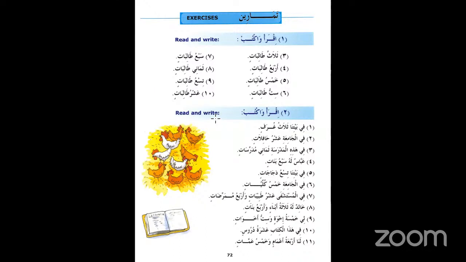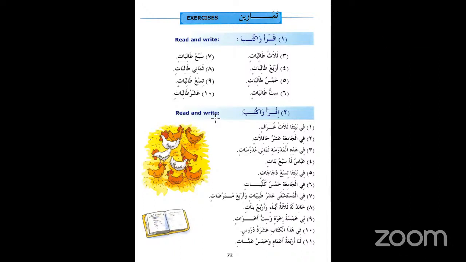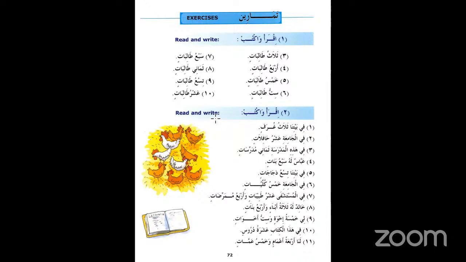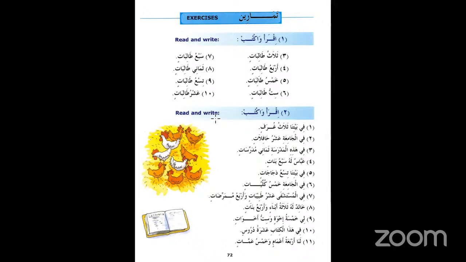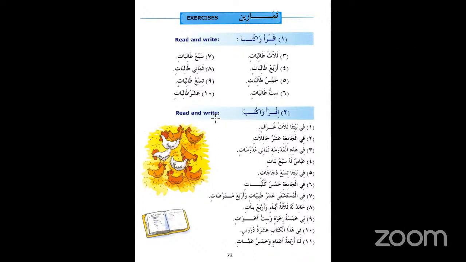Thamaniya is correct. Mudarris is singular and the plural ends with waw noon. So you say fi hadhihi al-madrasa thamaniya mudarrisin. Mudarrisin, correct.